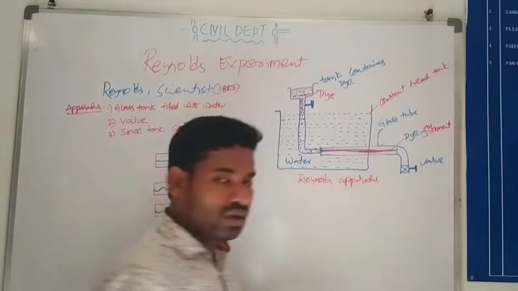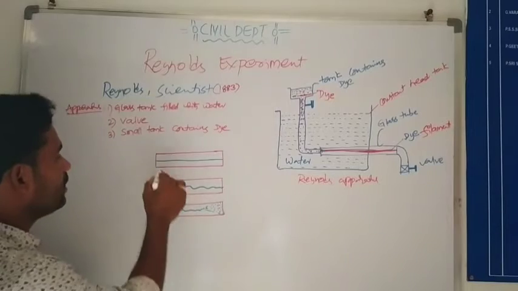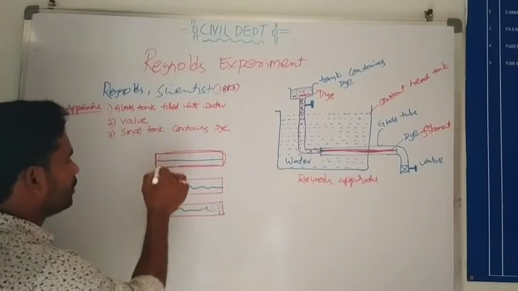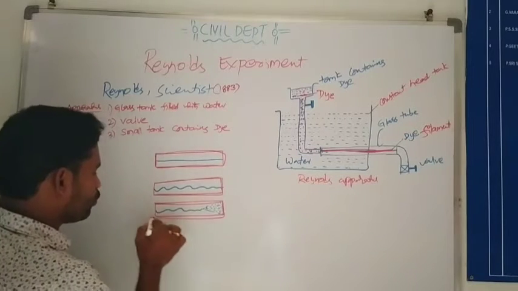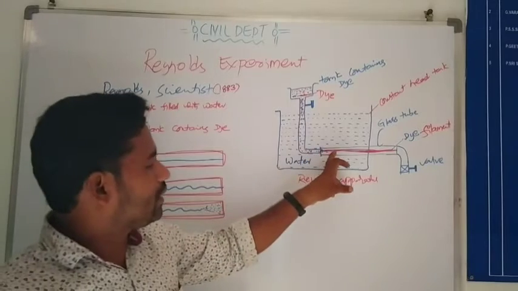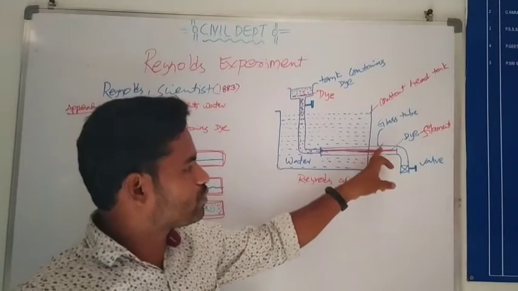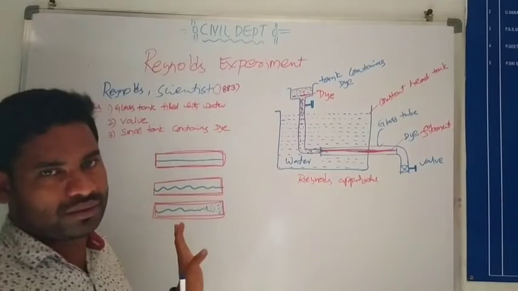The dye filament is nothing but what you can see of how the liquid is flowing. This is the glass tube, and the dye comes here and falls down here. So this is the experiment.